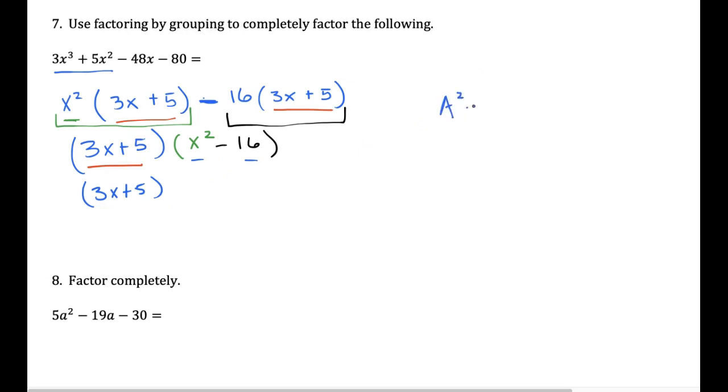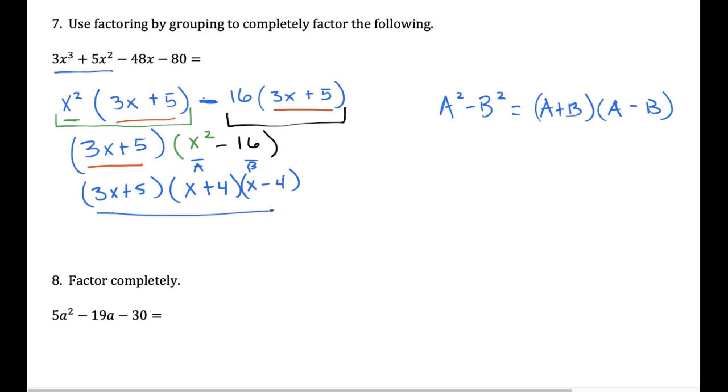a squared minus b squared is going to be a plus b times a minus b. Okay, so this is a and this is b. So we want to say, well, it's going to become x plus 4 and x minus 4. And if you're not sure about it, just redistribute everything and see that you get x squared minus 16, because the plus 4x minus 4x are going to subtract out. So this here is your final answer.